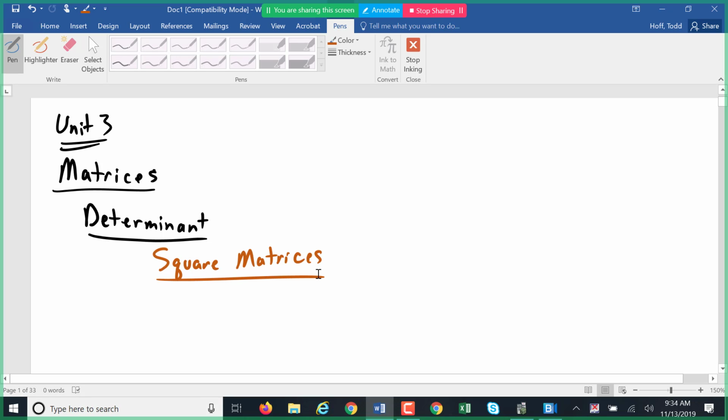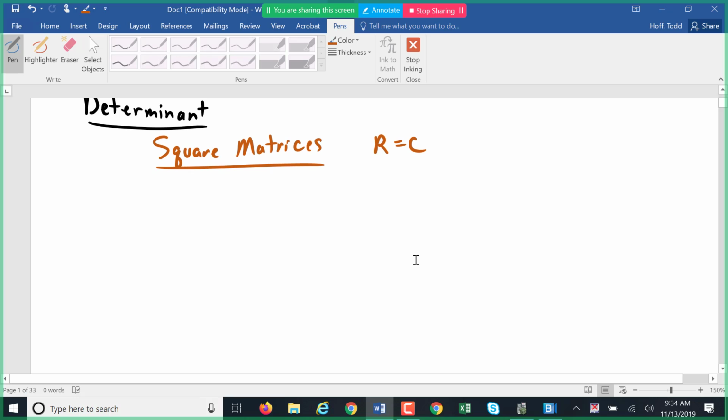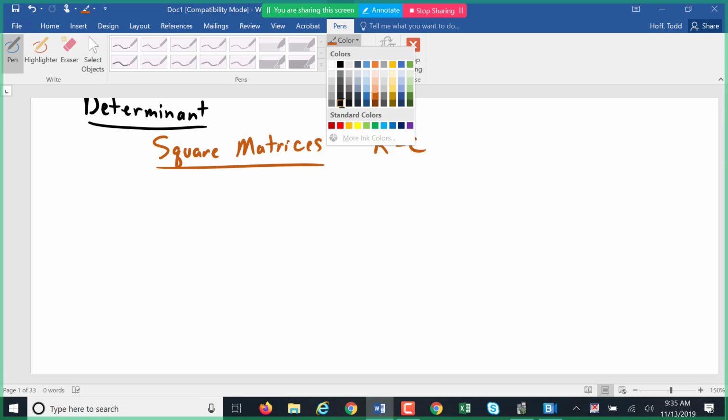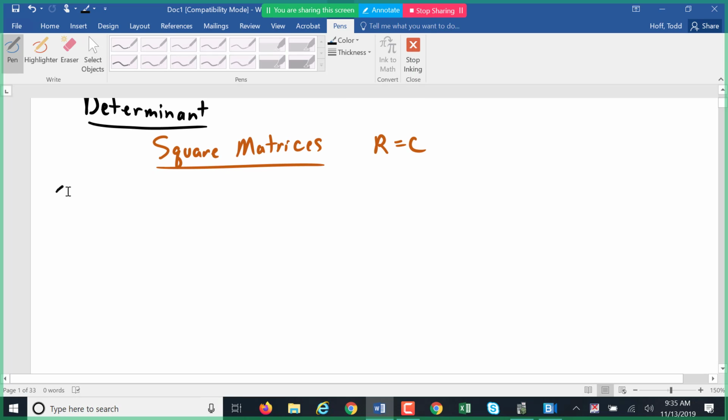So a square matrix is just any matrix where the number of rows equals the number of columns. We're going to specifically work today with 2x2 and 3x3 matrices. As you get larger than 3x3, the method for finding the determinant gets to be a little bit more complex, and I don't want to take the time to get into that here. So let's start out with a 2x2 matrix.